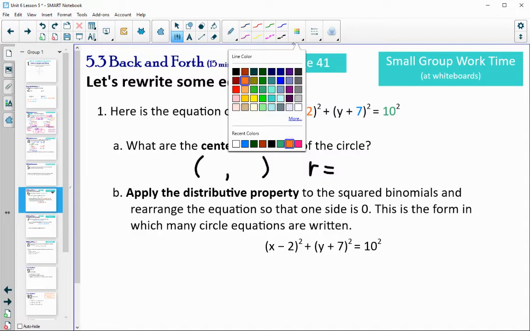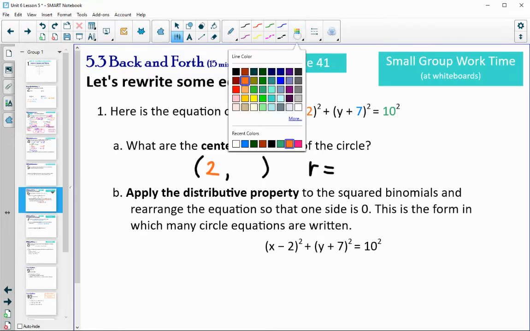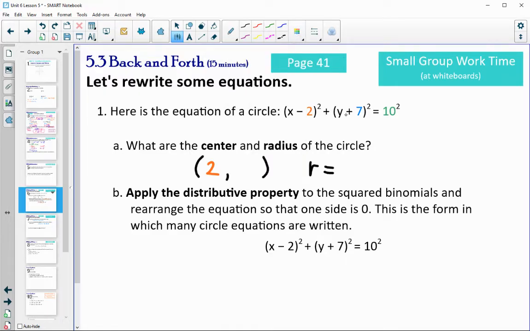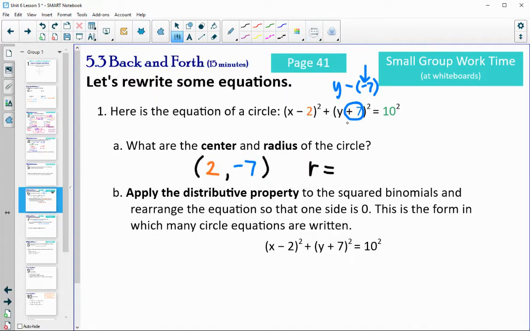So remember the center is you do x minus the x coordinate. So x minus 2. So the x coordinate is a 2. And then y minus the y coordinate. Well, this says plus. So this was a negative 7 in order to flip that to a plus. So we would have had to do y minus a negative 7. So that would be our y coordinate of the center. And then the radius is 10.